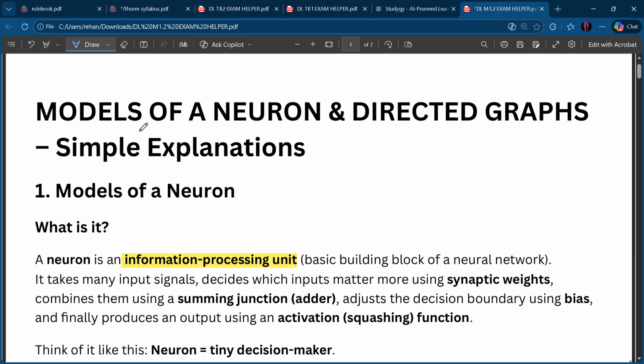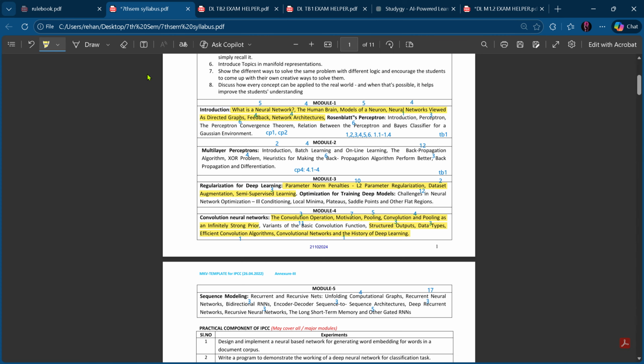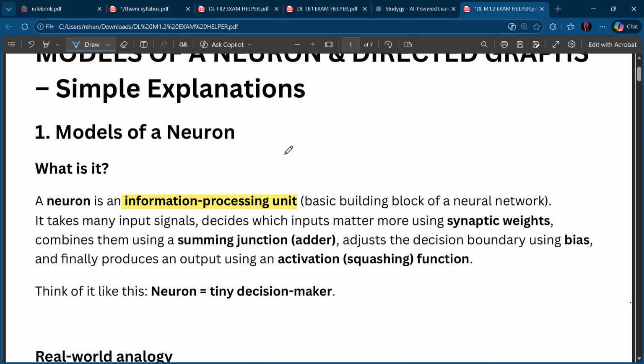We'll quickly cover the topic: models of neuron. In the last class, we saw these two topics. Now we have this model of neuron. Okay, so see, model of neuron, like you have to talk about a neuron. What is a neuron? It is an information processing unit.